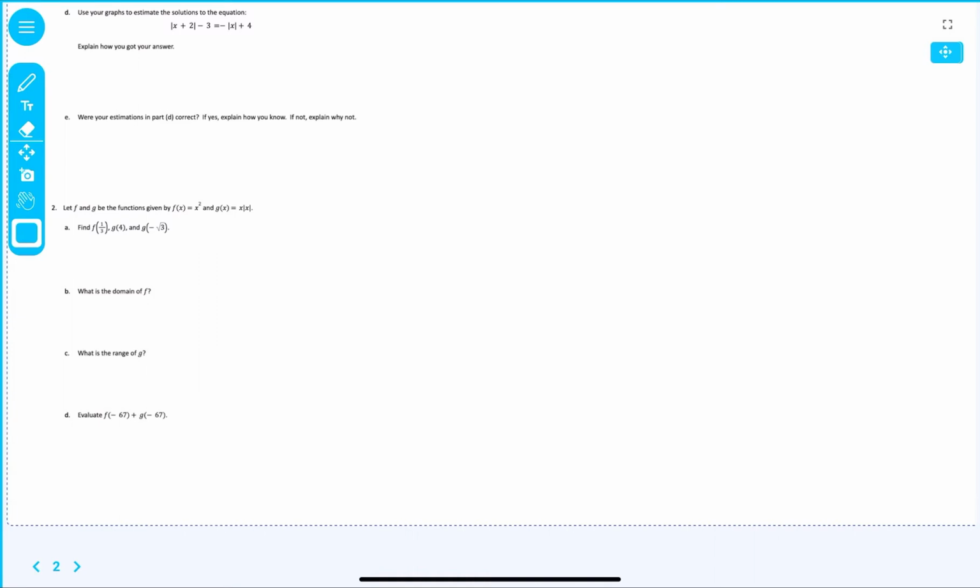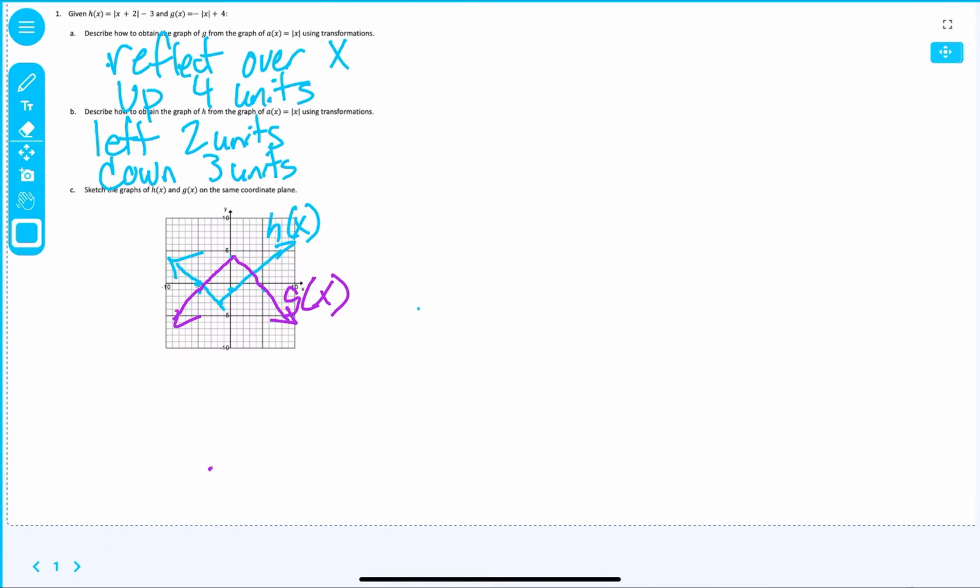Oh no, it says use your graph to estimate the solutions. So if we go back to page 1 and look at the graph, what are the solutions? What does it mean by solutions? There we go, where the two graphs intersect. So let's make a guess. That's going to be about right here. So that's going to be where? Negative 4.